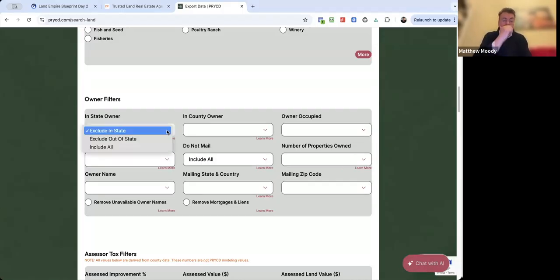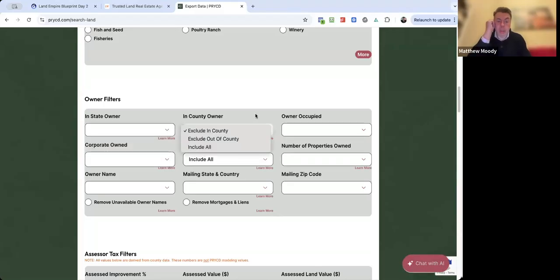But what you can do is click on in-state owners and in-county owners. Now, what does this mean? Essentially, if you want to exclude people that own a lot in-state, that could be advantageous to you because, let's say, someone owns a lot in Florida, but they live in Ohio or Colorado or whatever. It can really help in terms of their appetite to want to sell. They could definitely be more motivated than, let's say, someone that lives in South Carolina that owns a little lot just down the road from them in South Carolina. They could be less motivated.